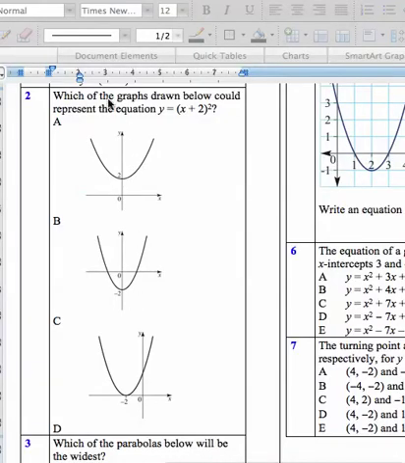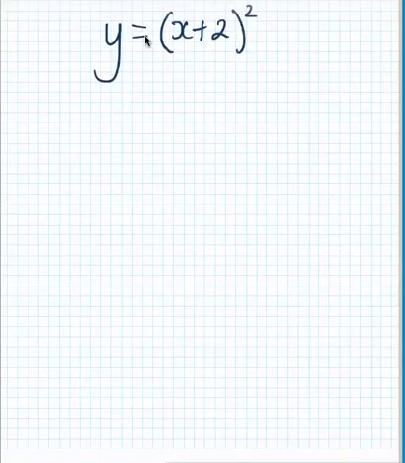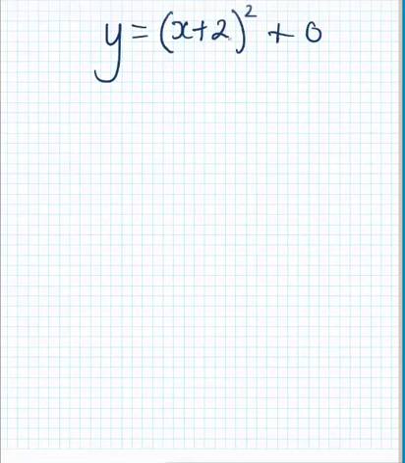The next question asks us, which of the graphs below could represent the following equation? Okay, now, before we pick a graph, let's look at this equation here. Now, if you have a look at this equation, you notice that there is no y value for our turning point. This is in turning point form, and we can see that. And the y value for the turning point is really 0. If I put a plus 0 there, you can see that. And the x value of our turning point, x is equal to, it'll be -2.